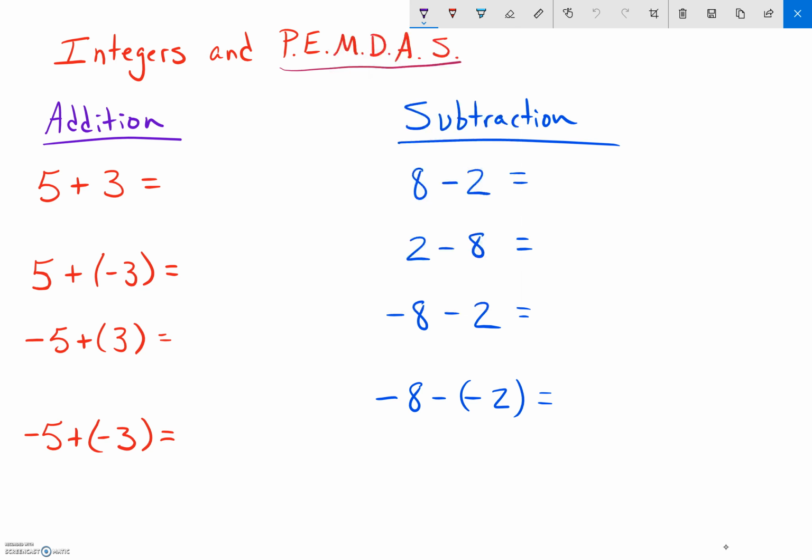Go ahead and pause the video, try these 8 questions. Remember, you can use the number line or you can use some of the various strategies that we have gone over and see what you come up with. Hit pause and then hit play when you're done.